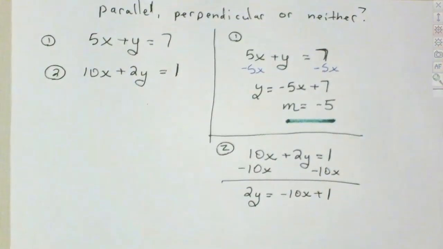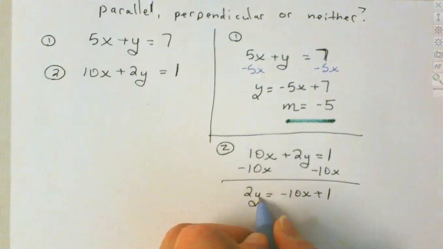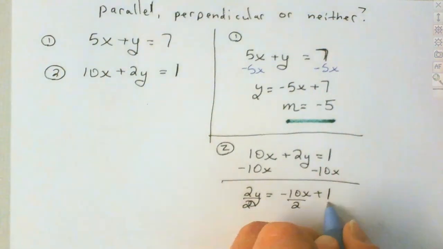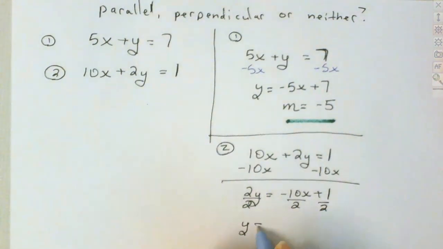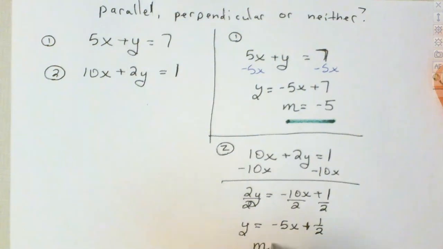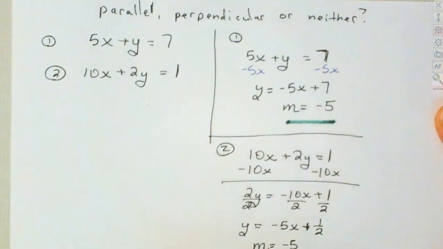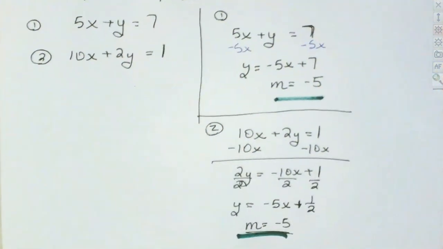And how do we finish it? We divide it by 2. And now what does that give you? That gives you y equals, now when you reduce, a minus 5x plus a half. So what would the slope of this line be? We want the number in front of the x, and what's the number in front of the x? Negative 5.